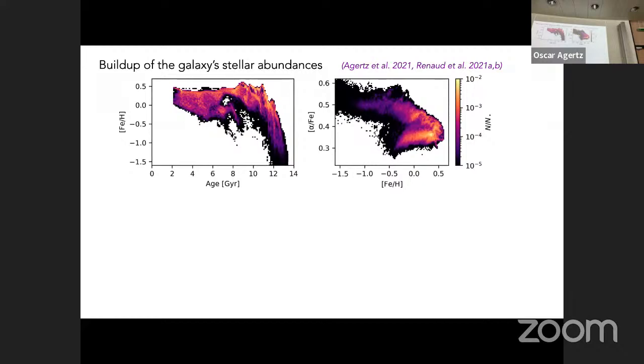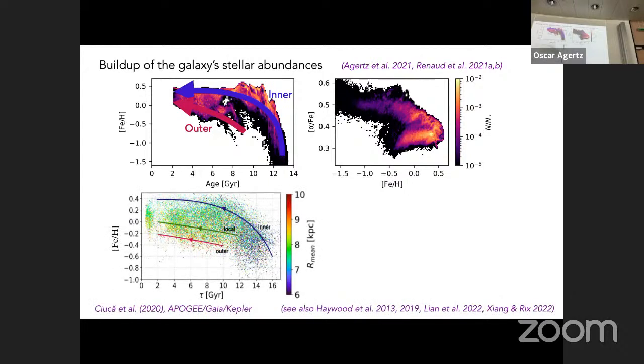Very briefly, does this actually make any sense? What we have is an inner disk formation like this, an inner bulge and inner old disk buildup, and then the outer disk forming in this way. If you look at the actual Milky Way data, this is by Chuka and others from APOGEE, Gaia, and Kepler data. They use a machine learning approach to get the ages of the stars, color-coded by the guiding center of the stars. You see exactly this property: an inner old disk forms early on, and the outer one forms later.